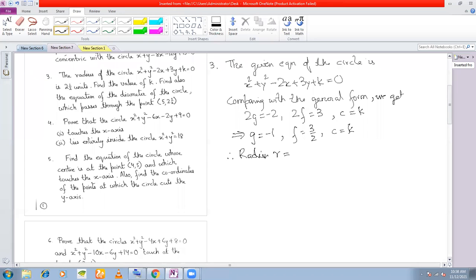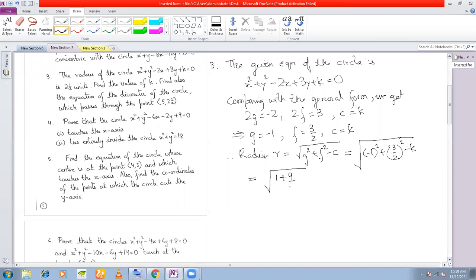r is equal to root over of g square plus f square minus c, which is equal to root over of g square plus f square minus c. Yes, so you get here, let's simplify this a little.